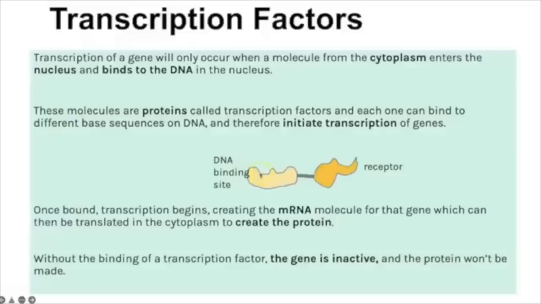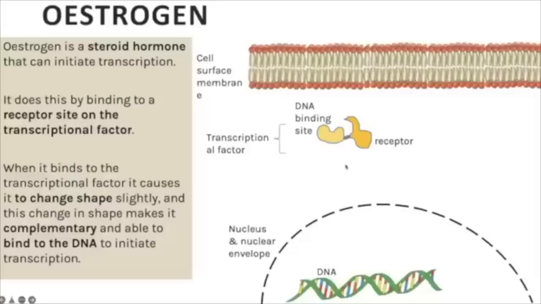So this is the part that will bind onto the DNA. And we have a receptor here because often another molecule has to bind to the transcription factor before it can work. And that is where estrogen comes in. Estrogen is a steroid hormone that can initiate transcription.